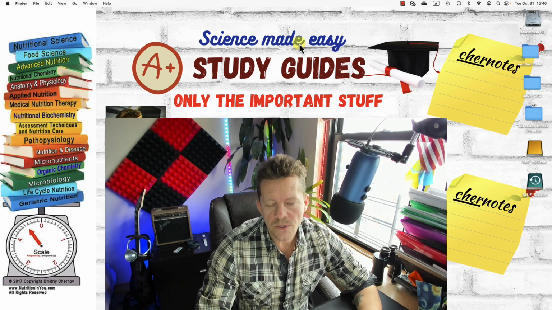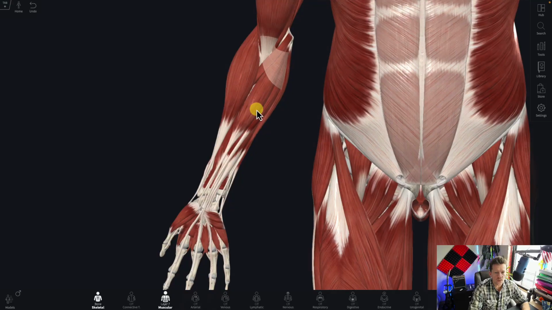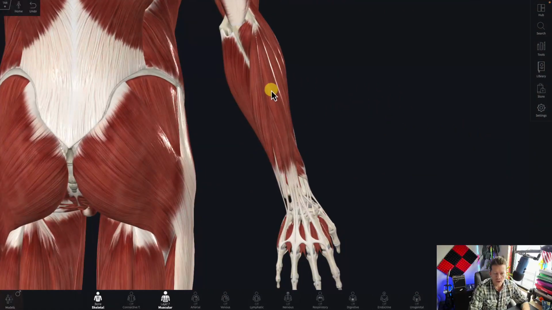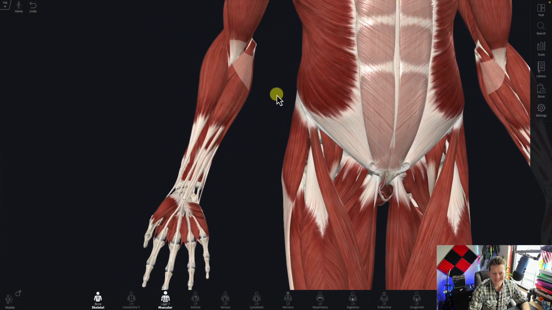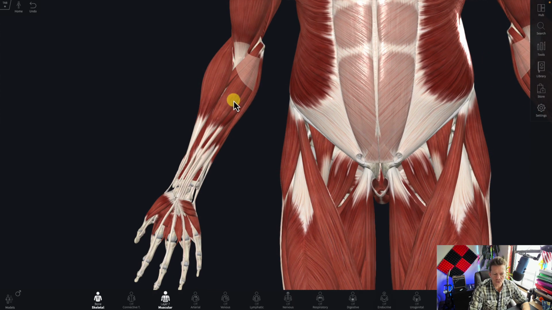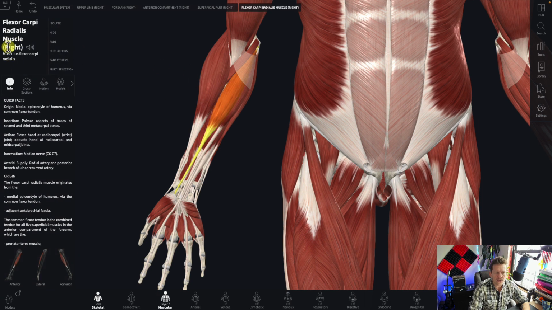Hi class. So this lecture is about the muscles. So the first one would be the forearm, and here's the forearm. I could use the plastic model at the lab, but they're not very useful for visualizing and understanding, so I would rather use this complete anatomy software because here I can highlight. You can see the name of the muscle and the action of the muscle.